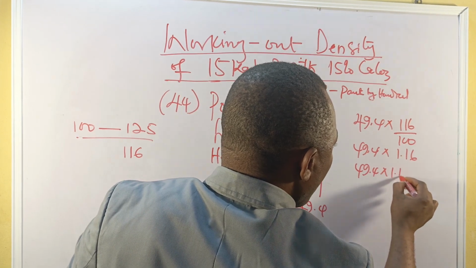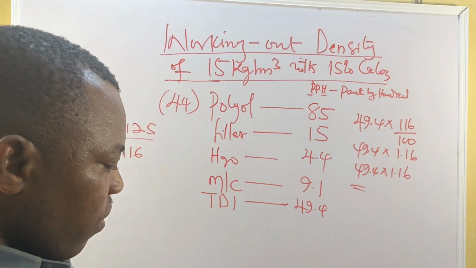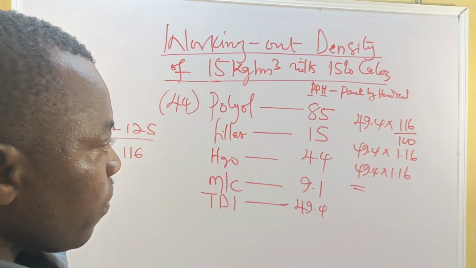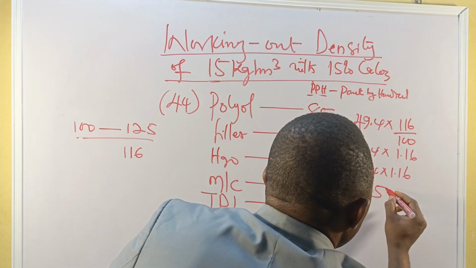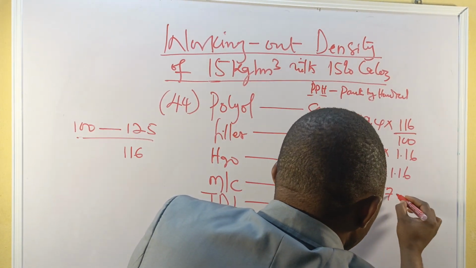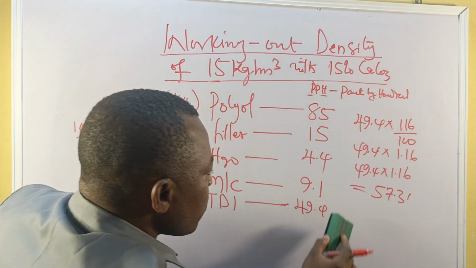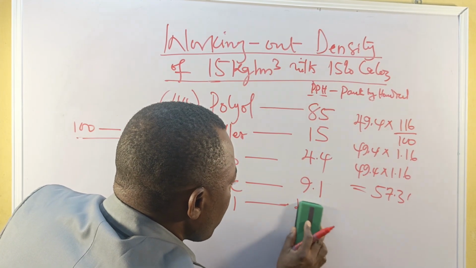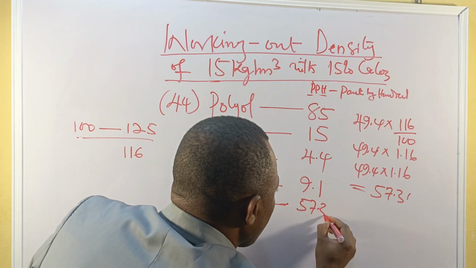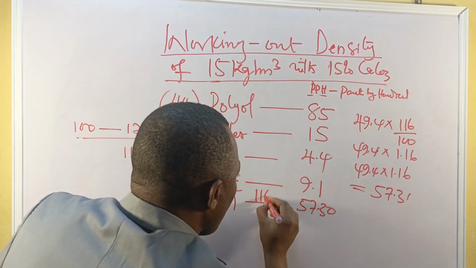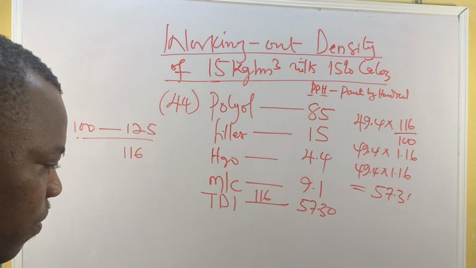49.4 times 1.16. This will give me, let's say, 49.4 times 1.16. This is giving me 57.3. So in this case, this value is no more this. So I'm using this as 57.3 at index of 116. You know, are we all together?